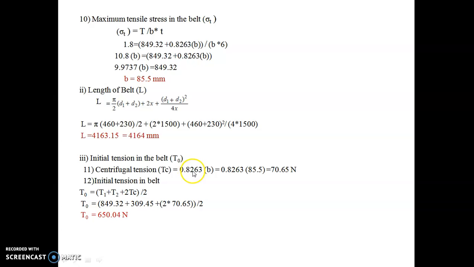And finally the initial tension in the belt. For that we require centrifugal tension. Tc is equal to 0.8263 into B. Putting the value of B, we'll get 70.65 Newton Tc. And initial tension T0 is equal to (T1 plus T2 plus 2 Tc) upon 2.